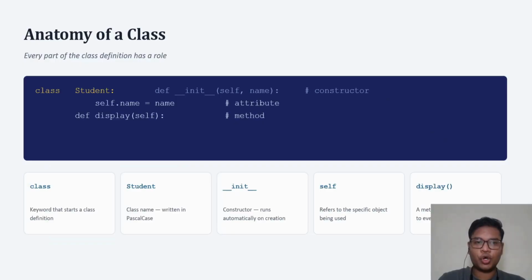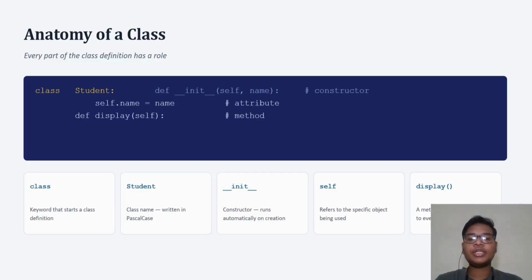So now let's move forward and talk about the anatomy of a class. We use this thing. What does it mean? Okay. So first of all, let's talk about the anatomy of a class. What does it mean? Every part of the class definition has a role.